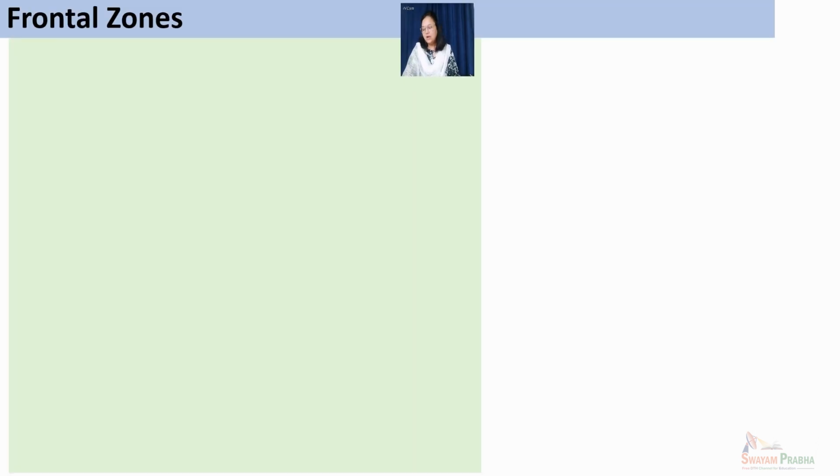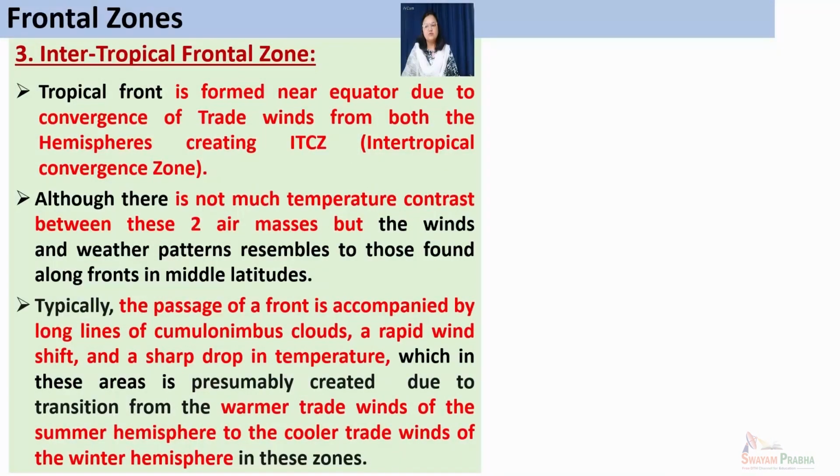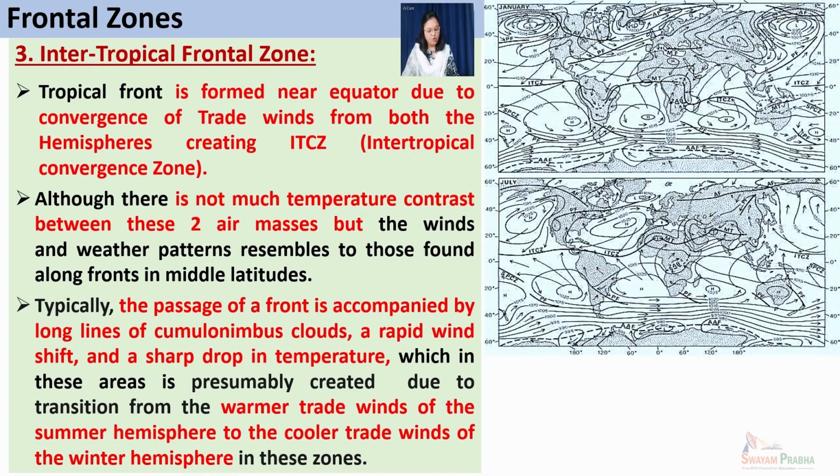Besides polar frontal zones and Arctic frontal zones, we also have intertropical frontal zones. These zones are primarily formed in areas near the equator due to the convergence of trade winds from both hemispheres, from the northern hemisphere as well as from the southern hemisphere, which leads to the formation of intertropical convergence zones called ITCZ. Although there is not much temperature contrast between these two air masses, why? Because the trade winds coming from the northern hemisphere are not very different from the trade winds coming from the southern hemisphere in winters and in summers. But the winds and weather patterns resemble those found along the fronts in the mid latitudes.